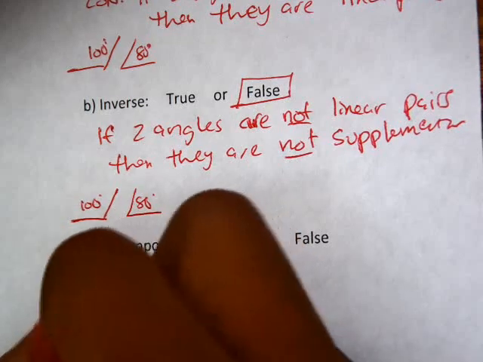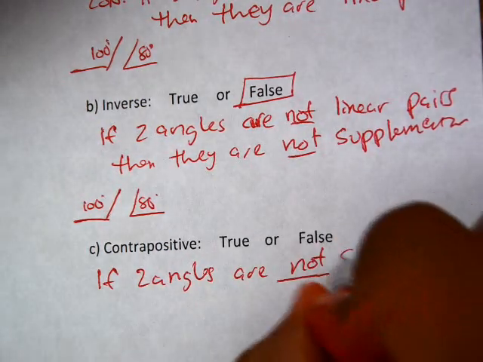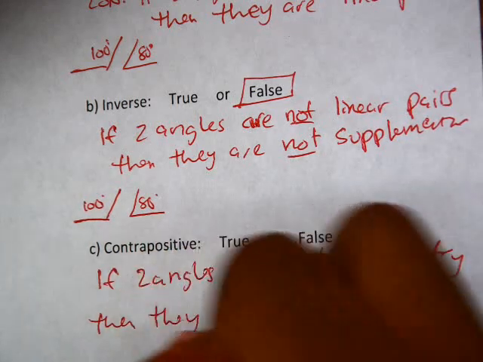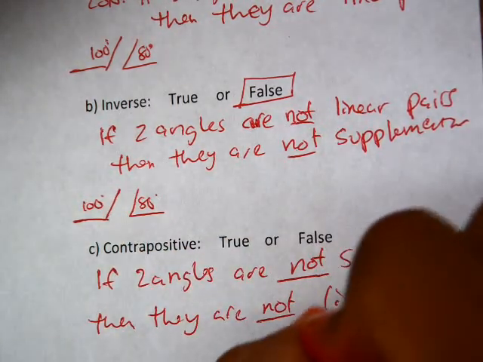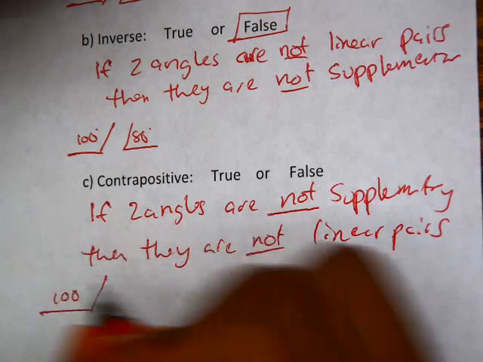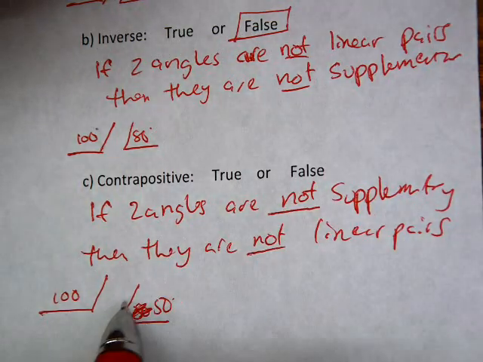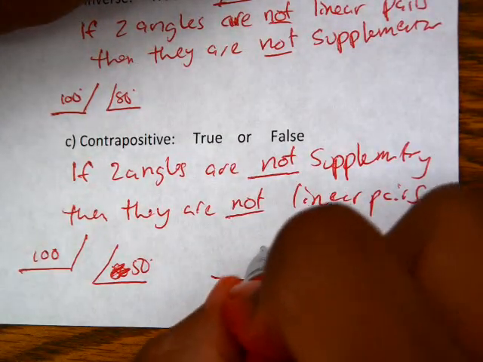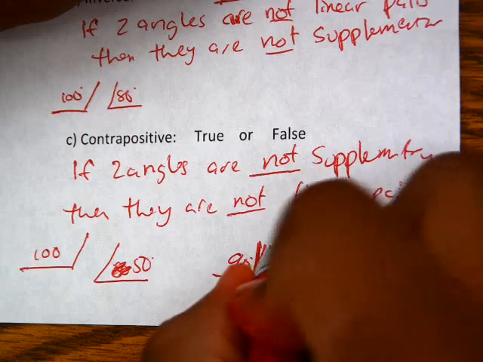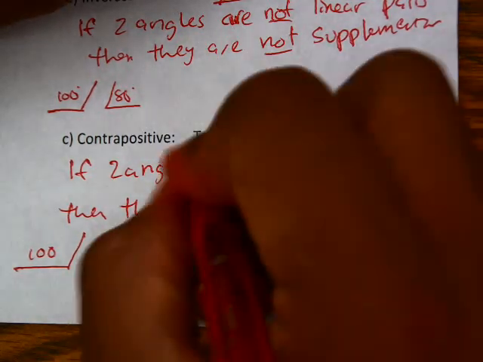And the contrapositive is, if two angles are not supplementary, then they are not linear pairs. So if you have two angles, here's 100, I can't make these supplementary. Here's 80, or sorry, not 80, 50. Those can't be linear pairs, even if I join them together. So this is a 90 degree angle. Let's pretend that's 90 degrees. And this is 40. Those aren't supplementary. Okay? But they can't be linear pairs. So this is true.